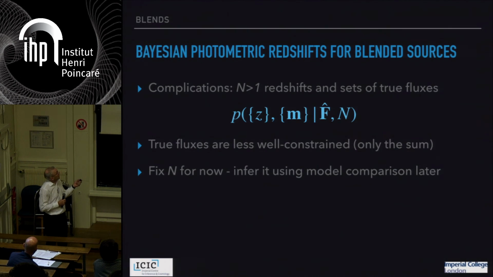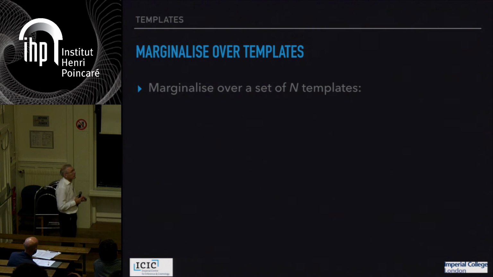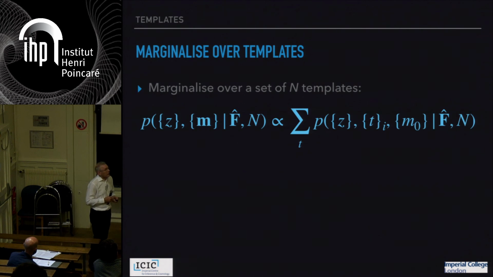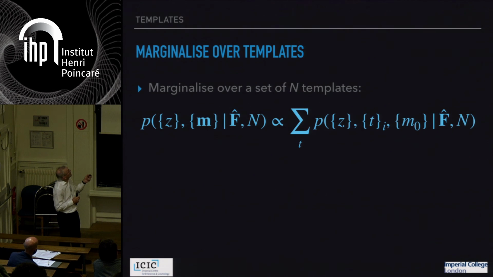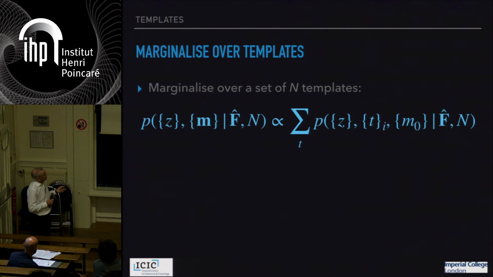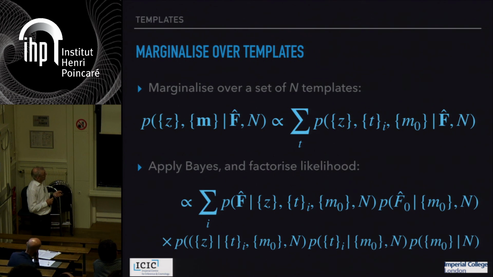For the time being, let's just fix n, and we can use Bayesian model comparison techniques to infer the value of n. In the same way, you marginalize over a set of templates. So essentially, we now want to obtain a posterior for the set of redshifts of the components in an object, and the set of magnitudes as well, given the observed fluxes and the number of sources. In a similar way, we marginalize over the templates, apply Bayes, and factorize the likelihood.